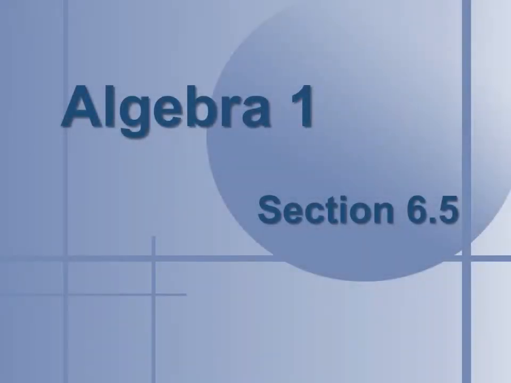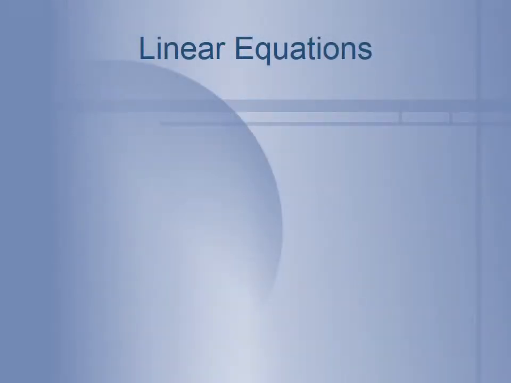Today we are going to talk about parallel and perpendicular lines. This is section 5 in chapter 6, so section 6.5 in your book. Before we talk about parallel and perpendicular lines, let's just review a little bit about linear equations.